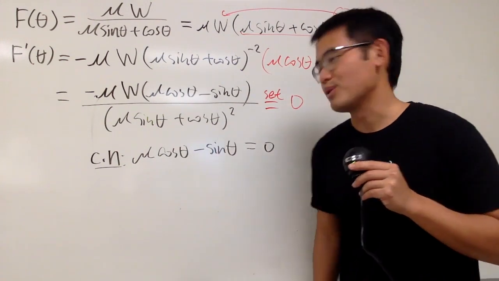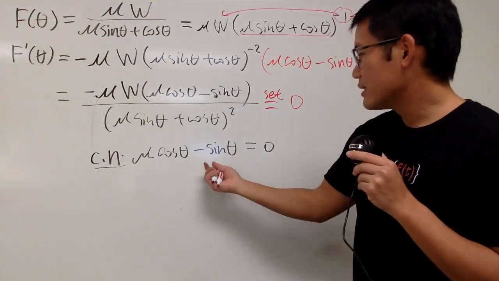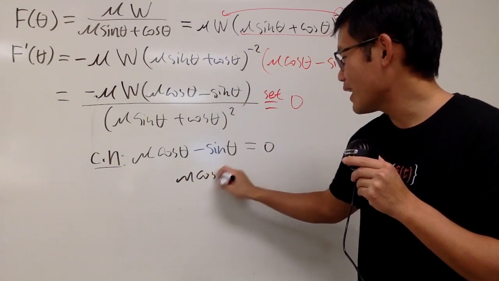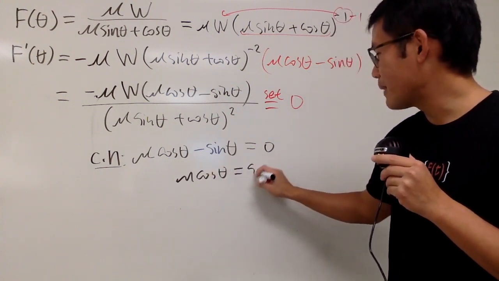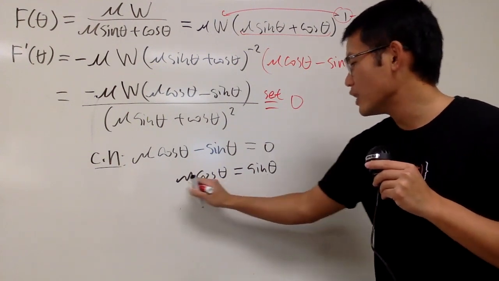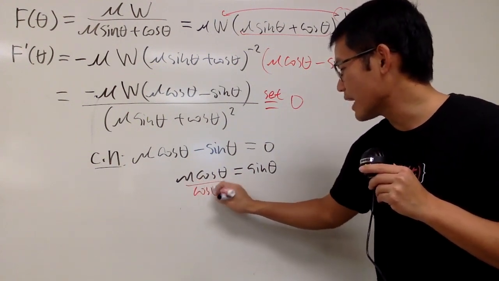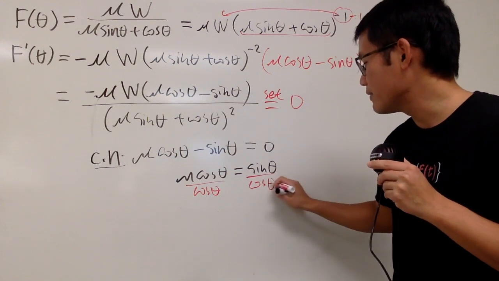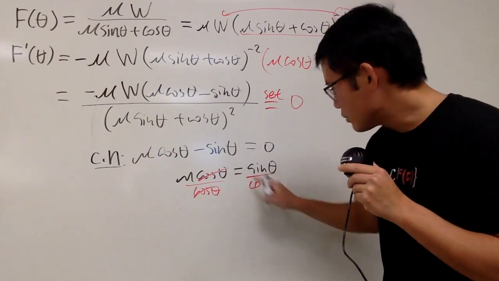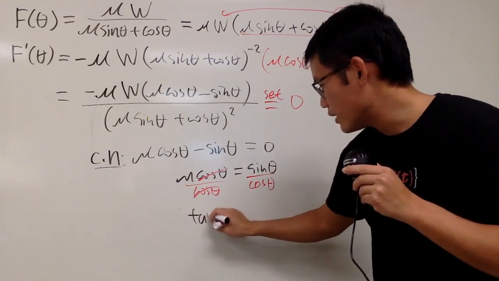The bottom, we don't worry about that. Anyway, let's go ahead and bring this to the other side. So we have mu times cosine theta equals positive sine theta. And in fact, I will divide the cosine theta on both sides because I want to combine it. And in fact, we can use tangent. That will help us out. You'll see this right here. Let me write it down first, which is tangent theta.